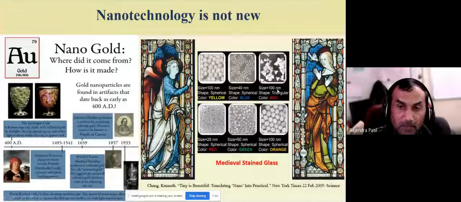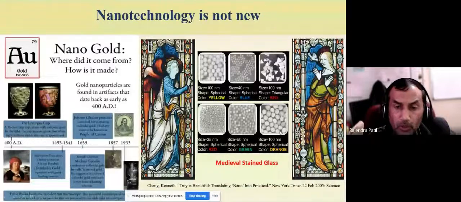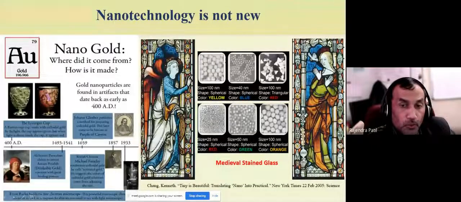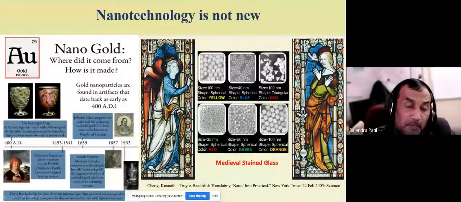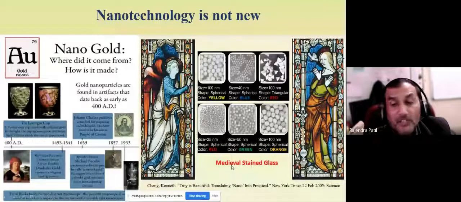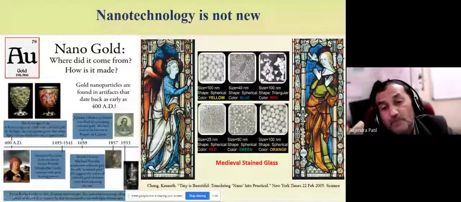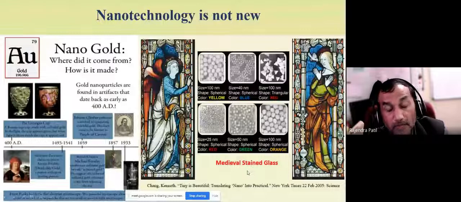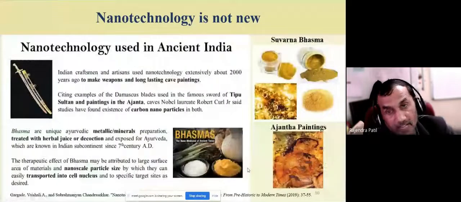Similarly, when the size of the nanomaterial is 100 nanometer and they are triangular instead of spherical, they appear red. So the shape and the size of the nanomaterial impart different optical properties to the glass, which in ancient time was used for painting. So that's how nanotechnology was practiced in the ancient industries.